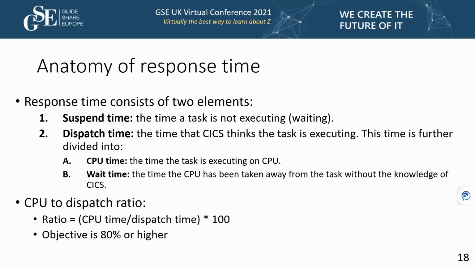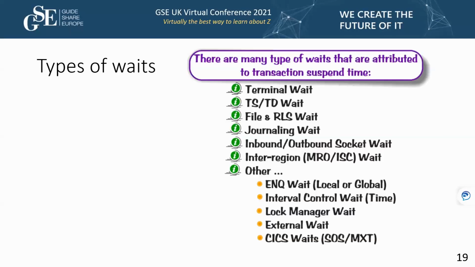And so you can actually look at the dispatch time versus the CPU time, and you could determine how often you get CPU when CICS as a region is dispatched. And what we expect to see is a CPU to dispatch ratio of 80% or higher for a production region, and it probably should be even higher than that. And you can see that, by the way, in statistics.